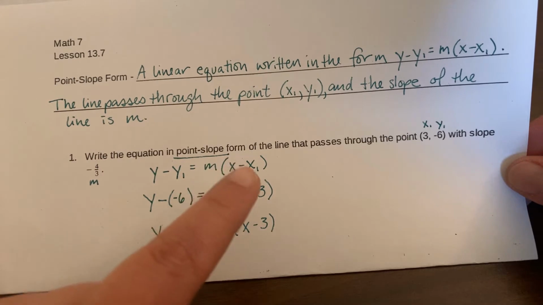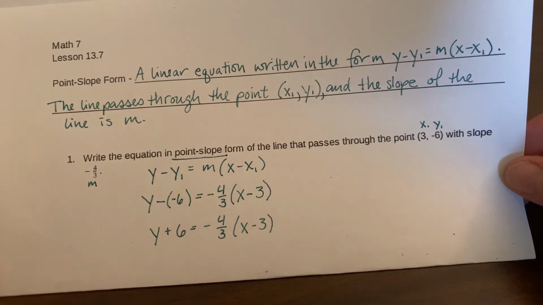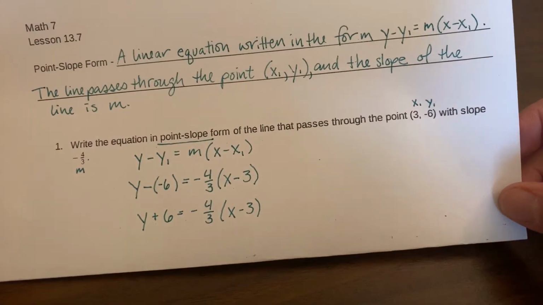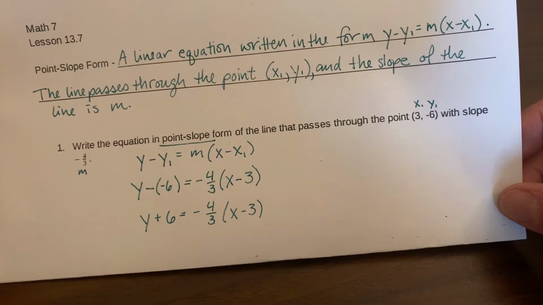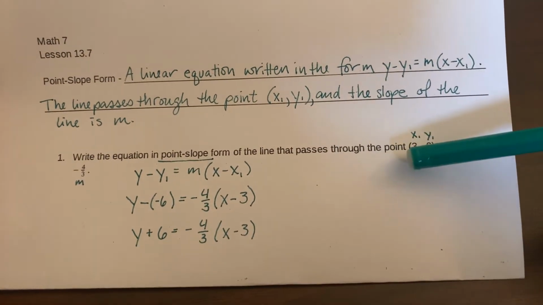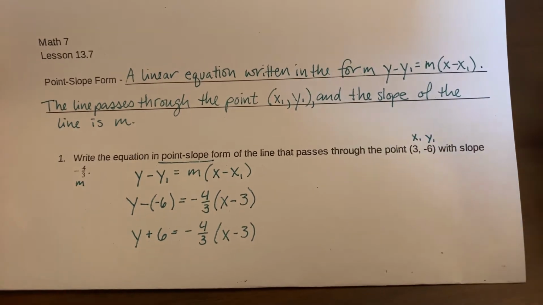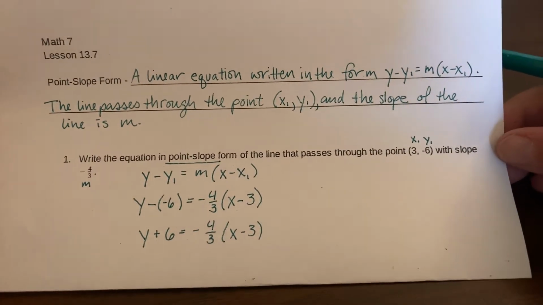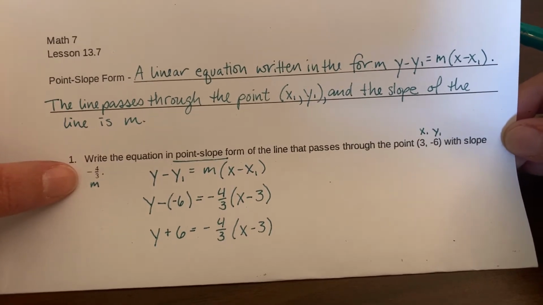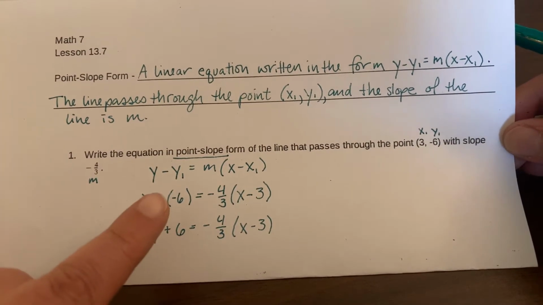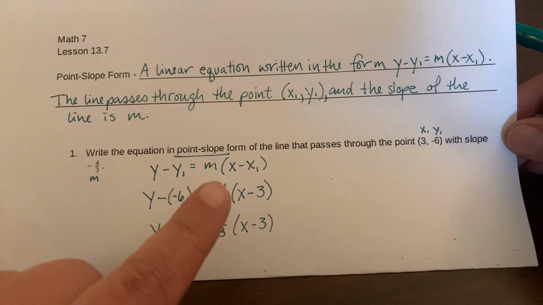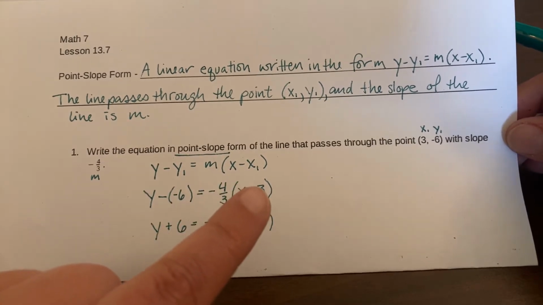Write the equation in point-slope form of the line that passes through the point 3, negative 6, with a slope of negative 4/3. So the first thing that I did was I labeled my point x1, y1 to remind myself what is what, and I find my slope, and I make a note that that is in fact m, right? And then I need to write down point-slope form of an equation of a line. So I write y minus y sub 1 equals m times the quantity x minus x sub 1.